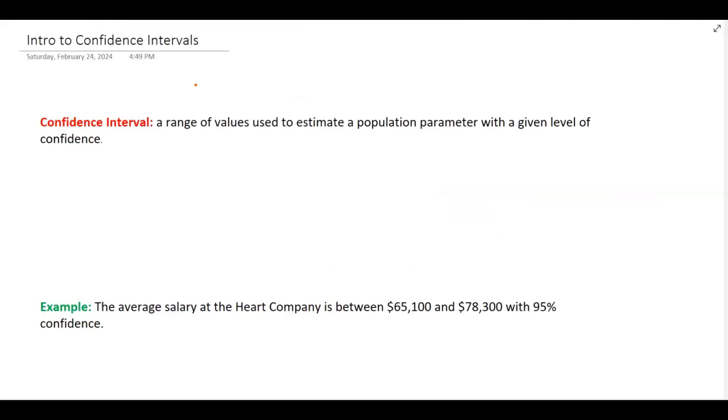Hello. Today we're going to take a look at confidence intervals. Now the definition for confidence interval: a range of values used to estimate a population parameter with a given level of confidence.